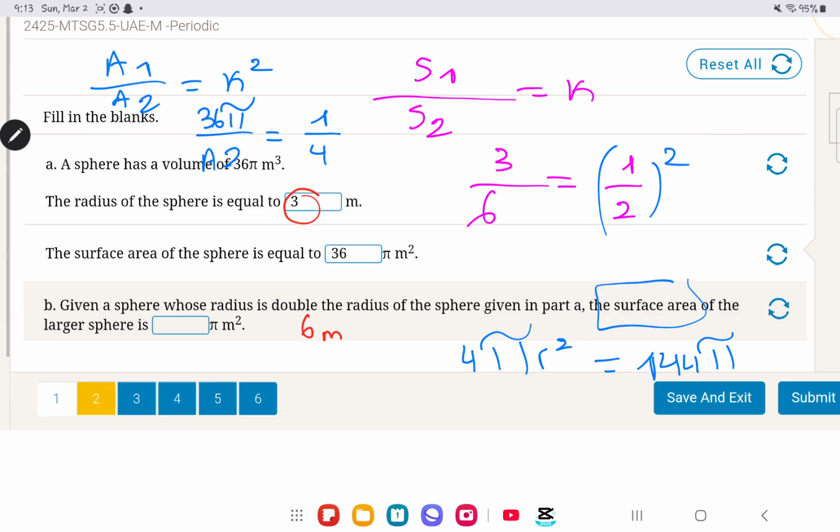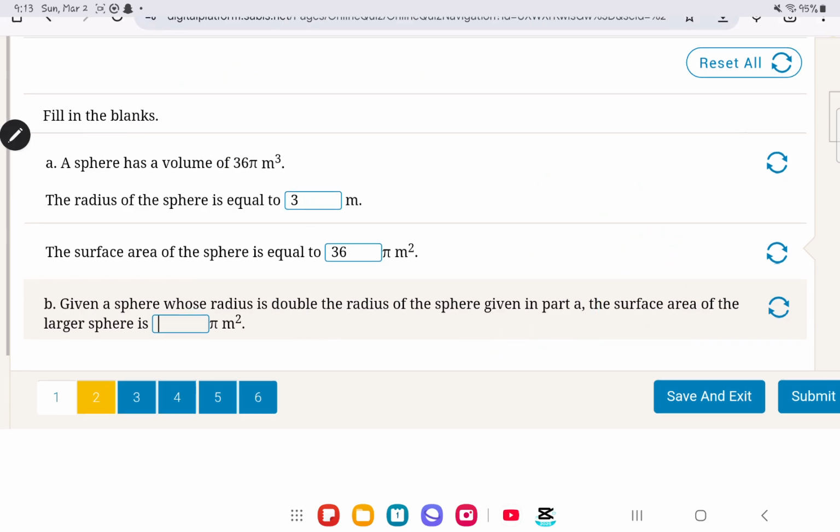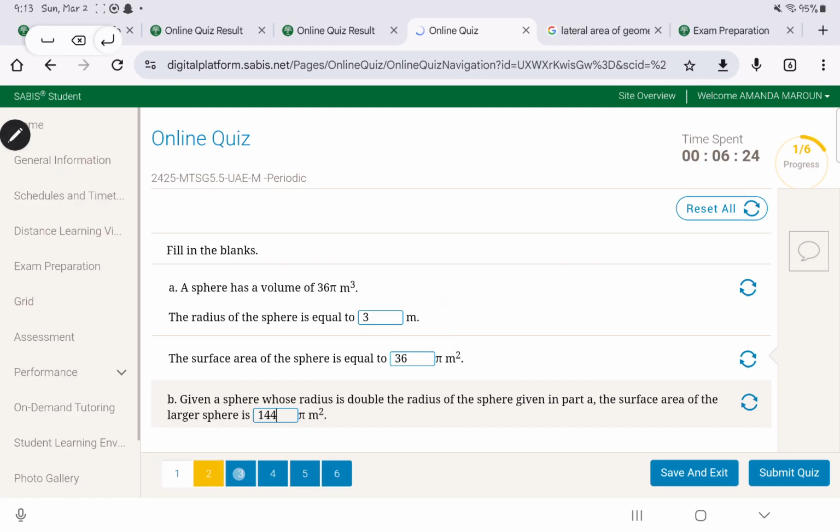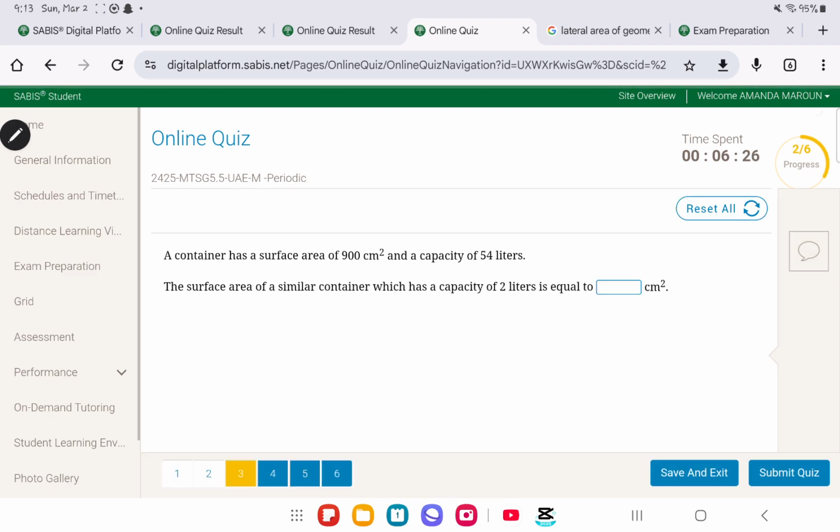Then you do cross multiplication. You are going to get that area 2 is equal to 144 pi. As you can see, both of them are the same answer. We'll move on to question number 3.